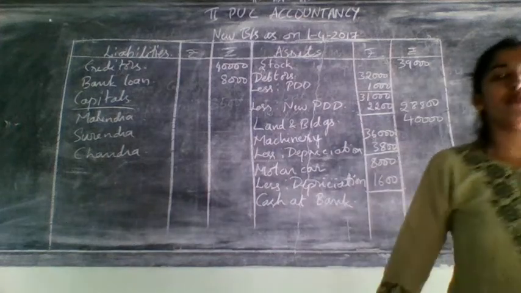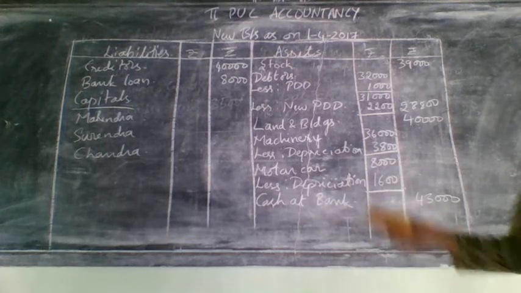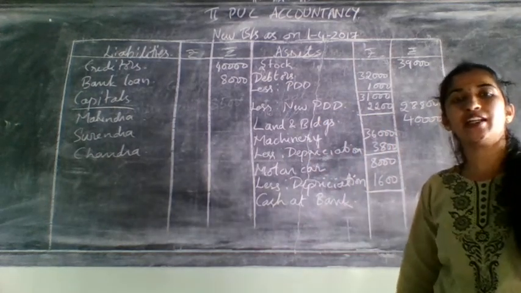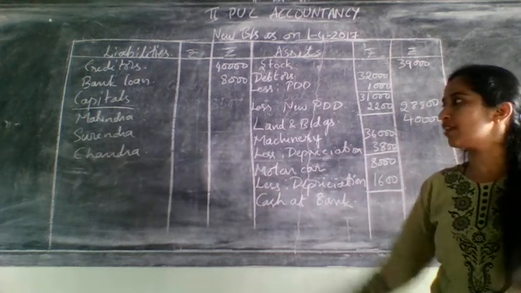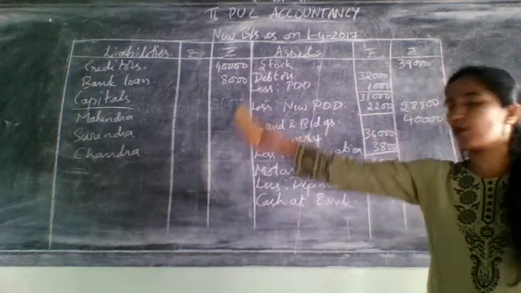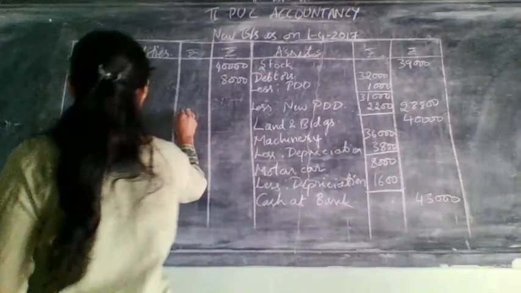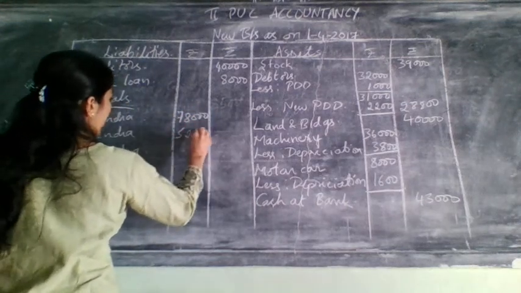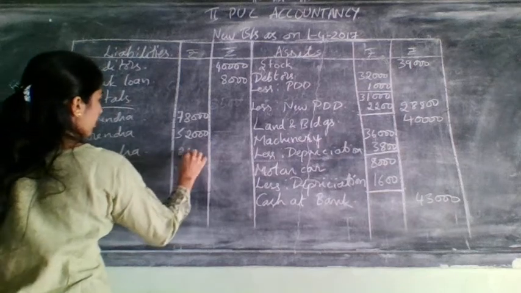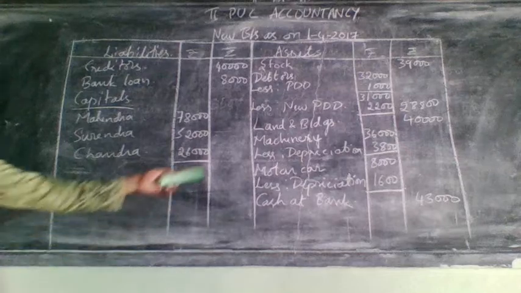I told you which one will come here: not the difference amount in partners' capital, but the amount that you have calculated. Earlier you have already decided how much should be there in the new balance sheet, that is the balance carried on. You already calculated it, no? That amount should come here. That is 78,000 for Mahindra, 52,000 for Surendra, and 26,000 for Chandra. So add everything and write it in the outer column.